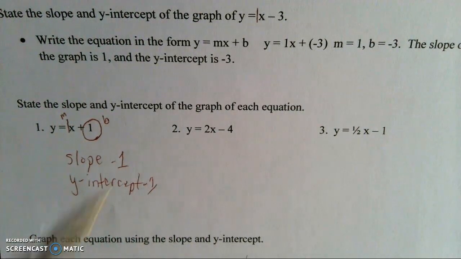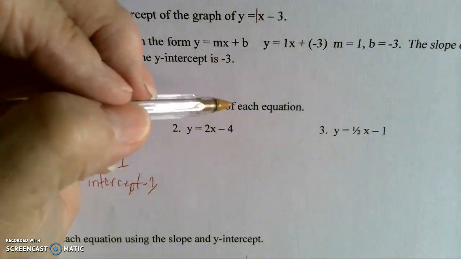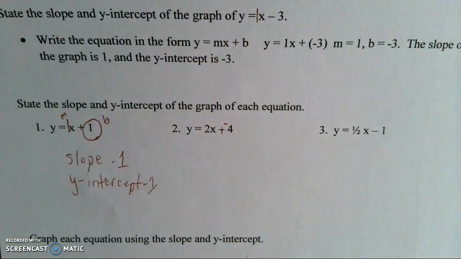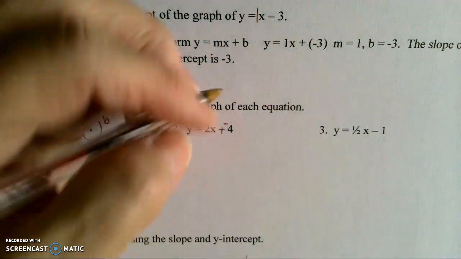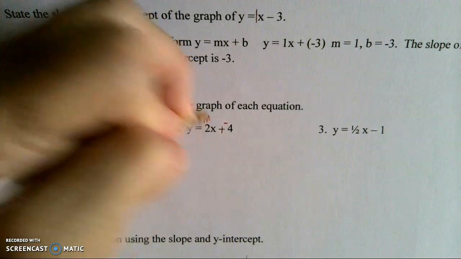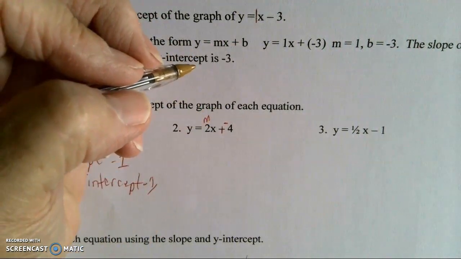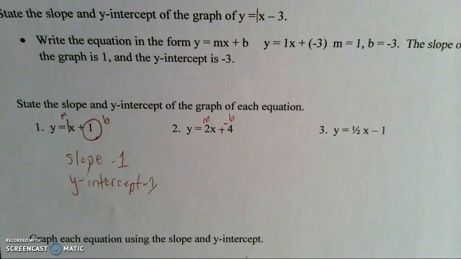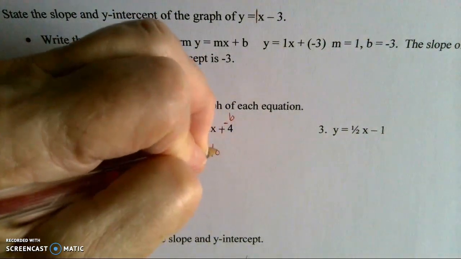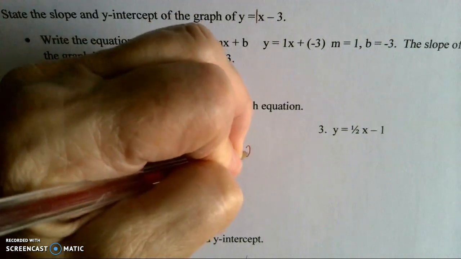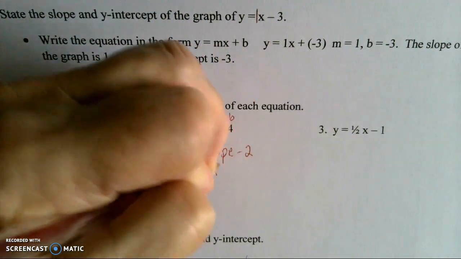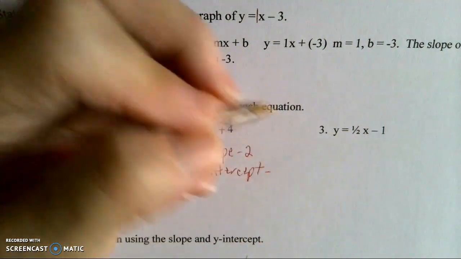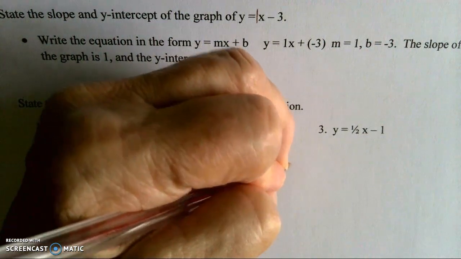So let's look at number 2. y equals 2x minus 4. I just want to change that to plus -4. m is 2, and that's my slope, and b is -4, and that's my y-intercept. So my slope is 2, and my y-intercept is -4.